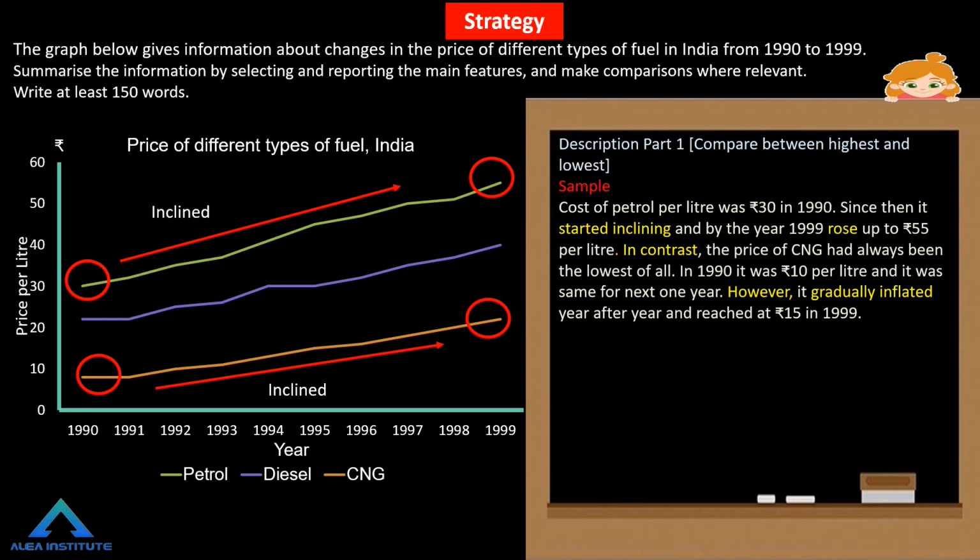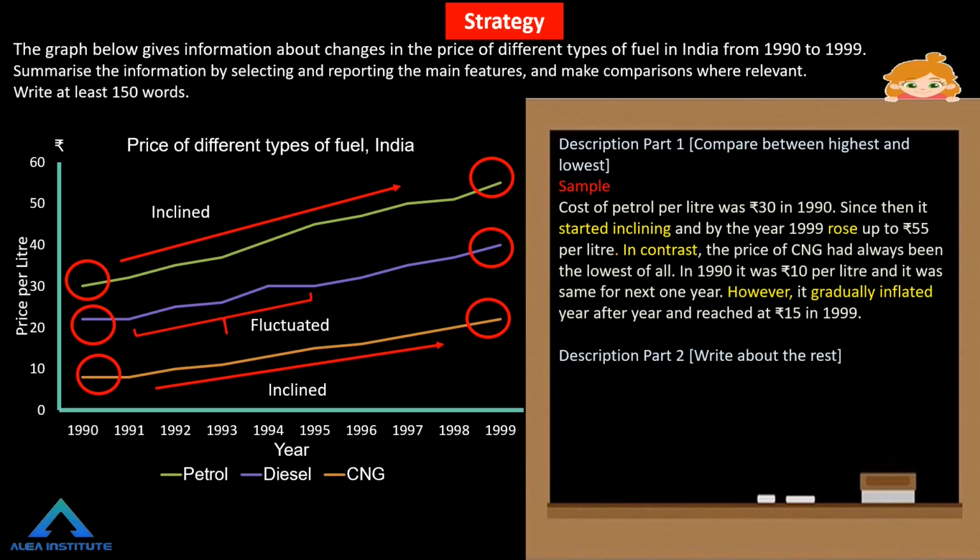Now, if we talk about the description part 2, then what should I write? I would write the rest of the things there in the picture. That is the price of diesel. It started with around 20 rupees in 1990. Then it fluctuated a bit till 1994, 1995. However, after that, a steady growth and reached around 30 rupees in 1999. So we will write this thing only.